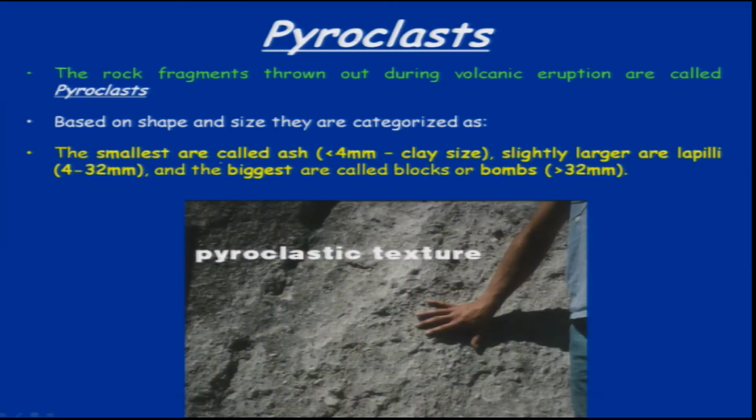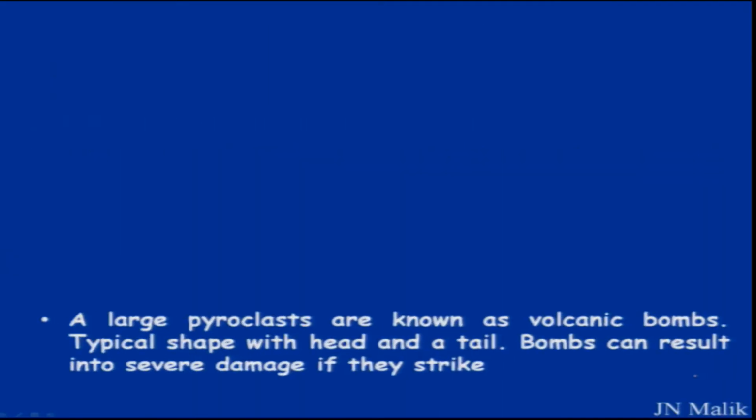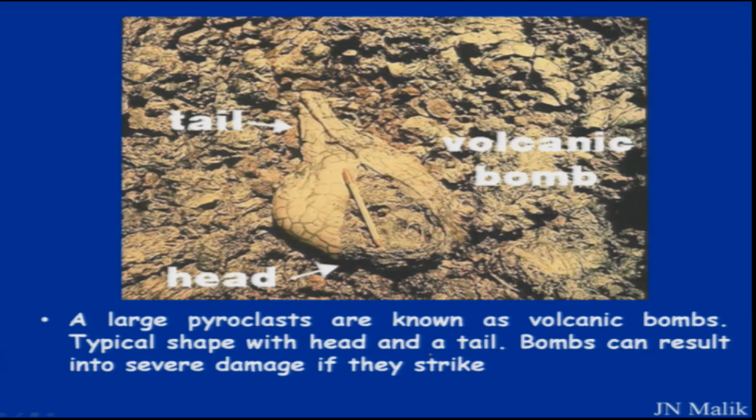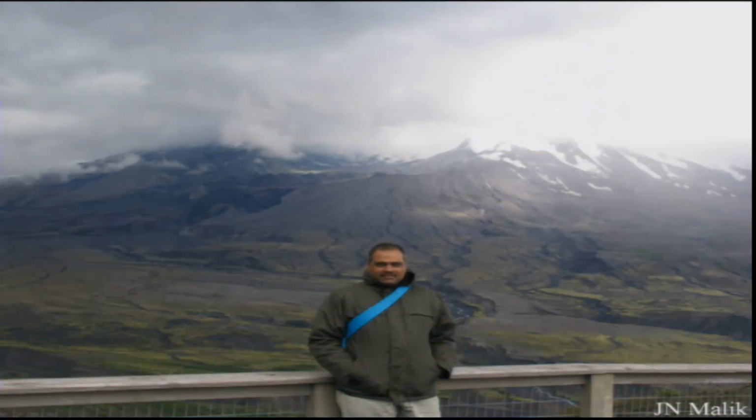So the pyroclastic texture, or the rocks which are seen at the time of eruption, has the ground mass, which is termed as ash, the finer ones, and then we have the lapilli and so on. The larger pyroclasts are known as volcanic bombs, and a typical shape with a head and tail will be seen. A bomb can result in severe damage if it strikes. These are the very typical shapes we see, greater than 32 mm, with a tail and a head, so definitely if this type of rock fragment comes out and hits somewhere, it will result in damage. So these are extremely dangerous in terms of hazard.